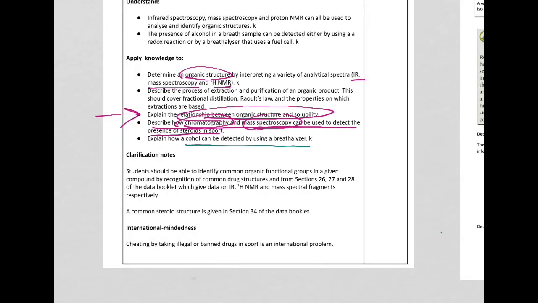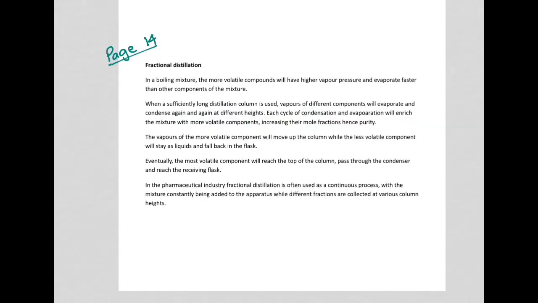We're now going to look at the process of extraction and purification of an organic product, including fractional distillation, Raoult's law, and the properties on which extractions are based. We're going to see fractional distillation and then we'll see Raoult's law.